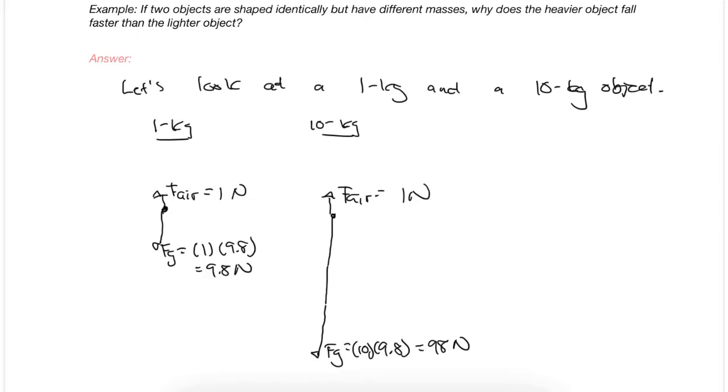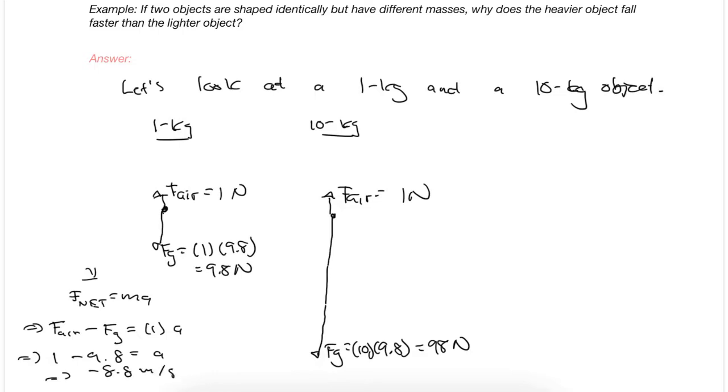But what does that mean about the accelerations of these objects? Well, I think you can see that if we look in this y direction and apply Newton's second law, what you get is that you have the force of the air acting upwards minus the force of gravity acting downwards. And for this first object, that's 1 times a. So you get 1 minus 9.8 equals a. And so this is negative 8.8 meters per second squared equals a. That's the acceleration for the 1 kilogram object.